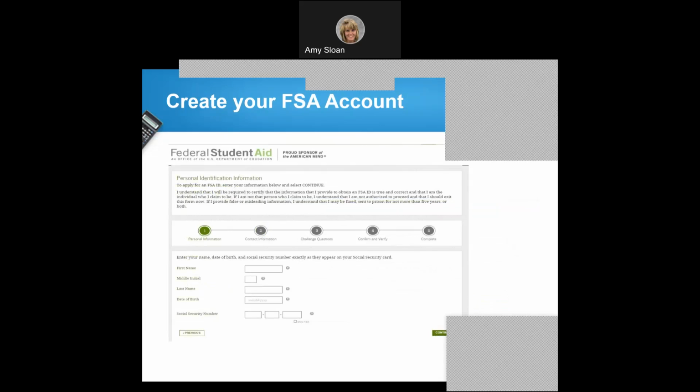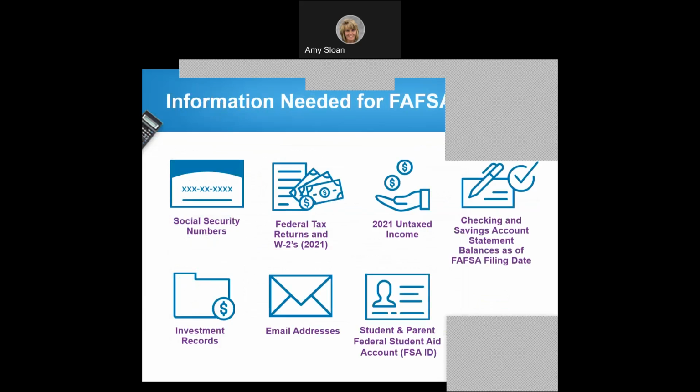And then you'll just go through these sections. So there's personal information and contact information. You'll do your challenge questions, you'll confirm, and then complete. So those are the sections you'll go through. And again, the student and one parent in the household needs an FSA ID.